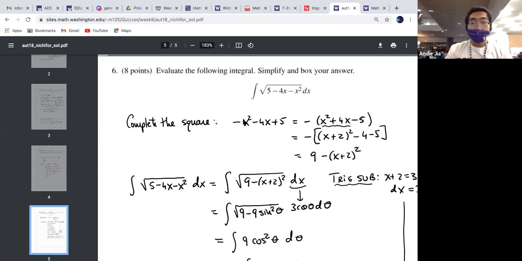And then you see it's like negative x squared plus 4x, minus 4x. Did you see this? And you can make it negative (x squared plus 4x plus 4). Then you get negative (x plus 2) squared, then minus 4 and minus 5. Then you get 9 minus (x plus 2) squared, and then use the trig sub.